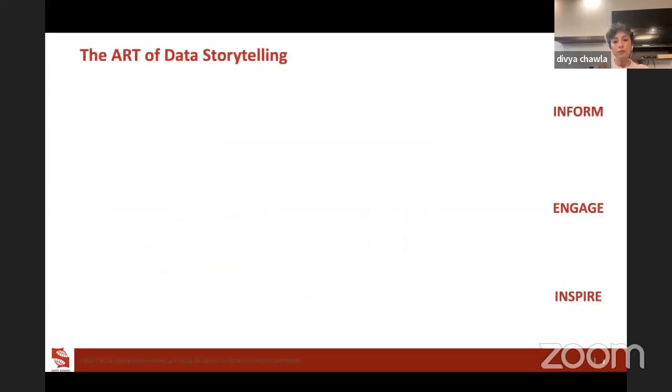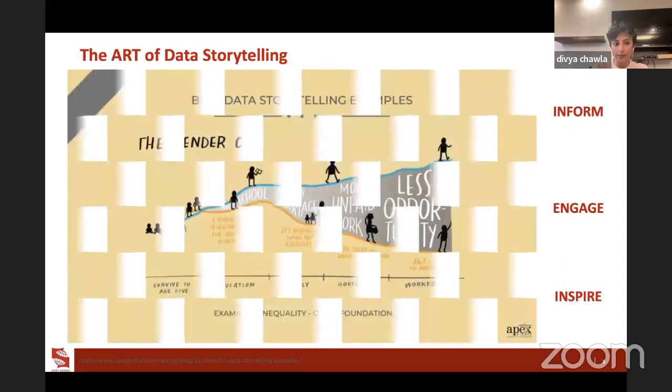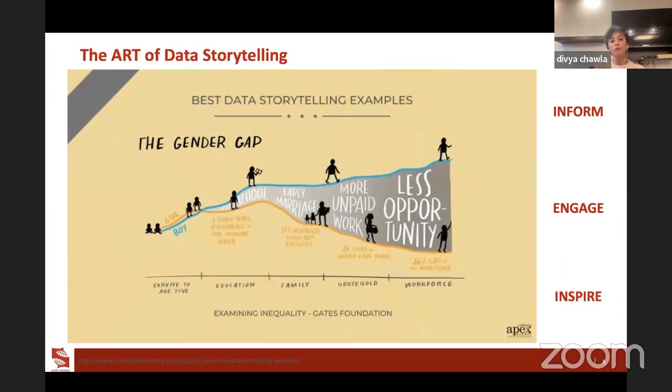So to give you a few examples, data storytelling is nothing but an art which is used for informing, engaging your audience, and at the end of the day, inspiring certain actions with that. So, if you Google some of the best data storytelling examples that exist online today, you will come across this on a website, and I've quoted the source here as well, in case the presentation gets shared.